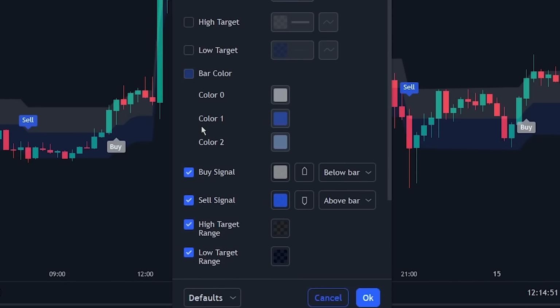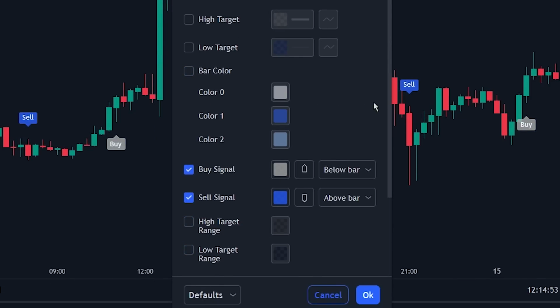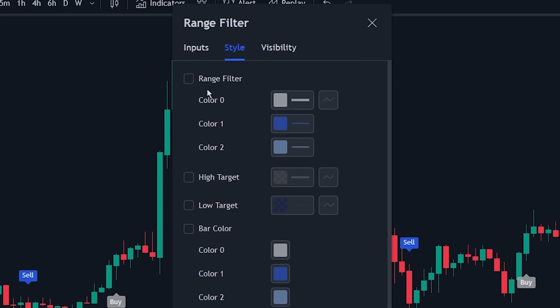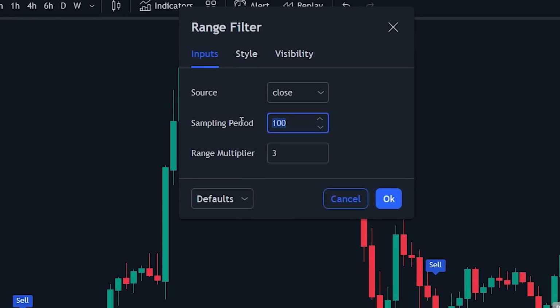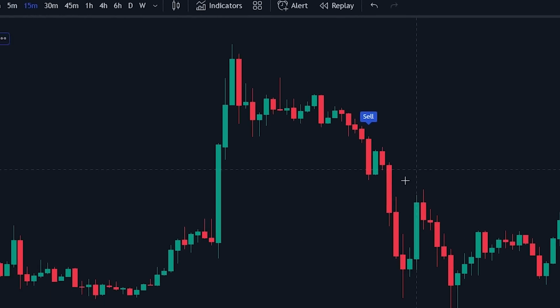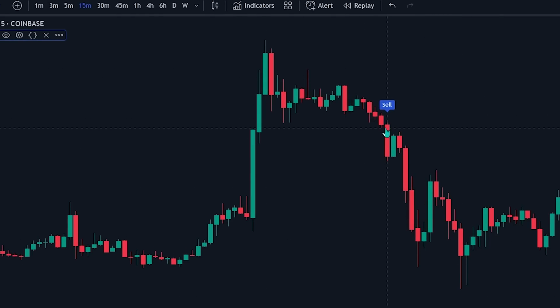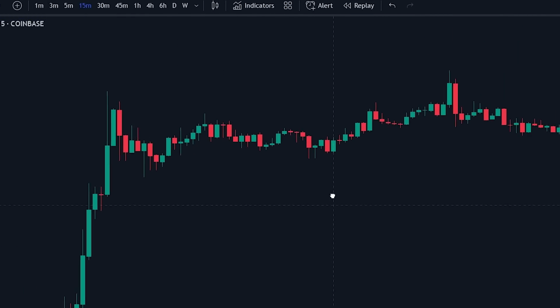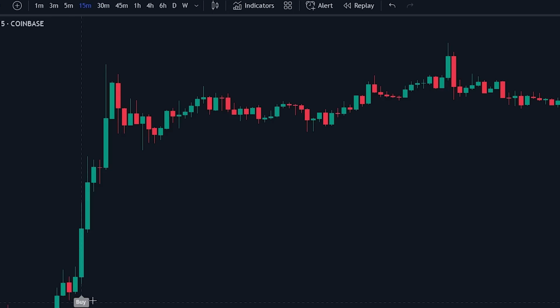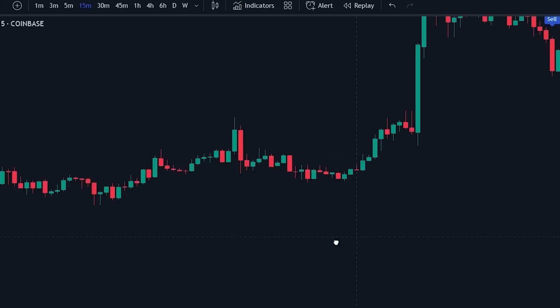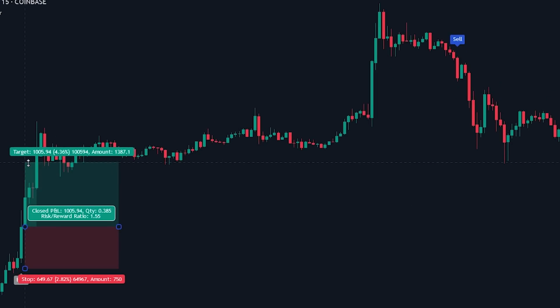To optimize the indicator, we will also be changing the input settings. Click on the Inputs tab and change the sampling period to 50, after that change the range multiplier to 5. That was all that we needed to do. If we take a look at the chart now, you will probably notice that the signals have become a lot more accurate. Let's enter into a few positions to showcase the accuracy.